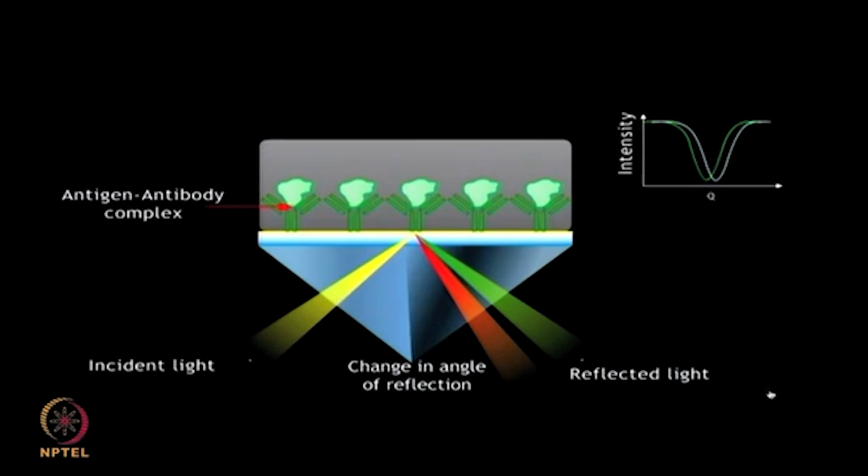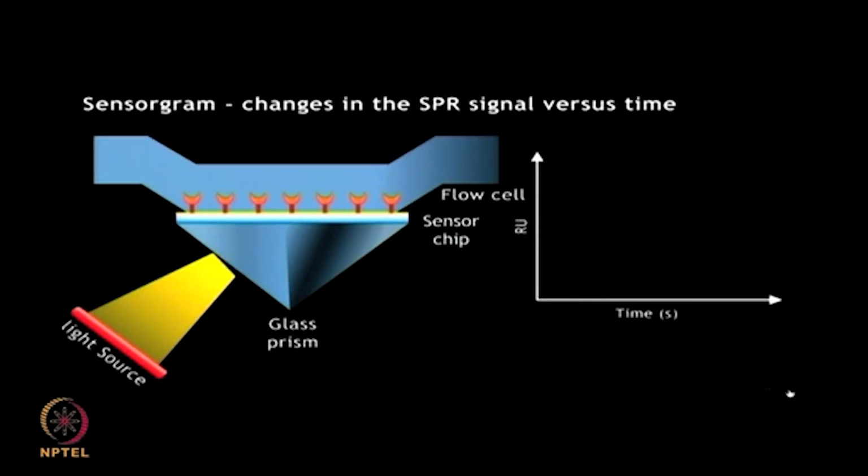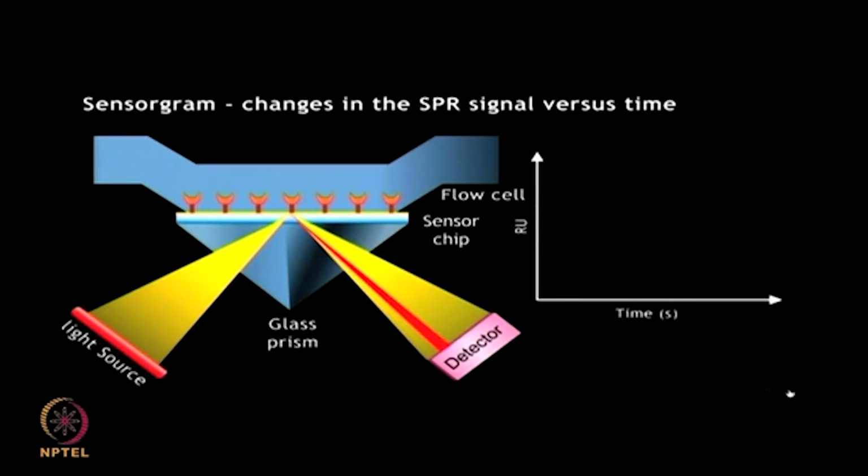The graph shown on the right side represents change in reflection intensity before and after the antigen binding. SPR sensorgrams: the sensorgram describes the changes in SPR signal versus time. Initially, the running buffer is added onto the SPR chip. So, in the animation, the prism, light source, gold slide and immobilized antibodies are shown. When the running buffer is added onto the SPR chip containing printed antibodies, initially the baseline is straight.